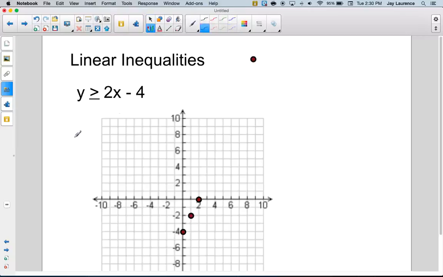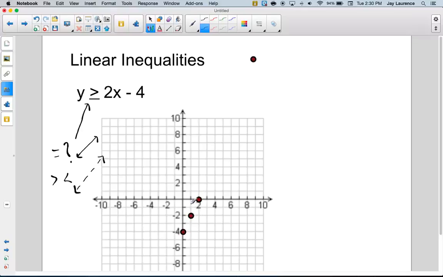First thing I'm going to do is check and see if there's an equal sign. If there's an equal sign, I'm going to make a solid line when I draw it. If it's only a greater than or a less than, I'm going to end up drawing a dashed or a broken line. Why do you suppose that is? What's that, Lucas? Yeah, you're exactly right, Lucas. Because if it's not equal to, then these points that I plotted won't be a part of the solution set.